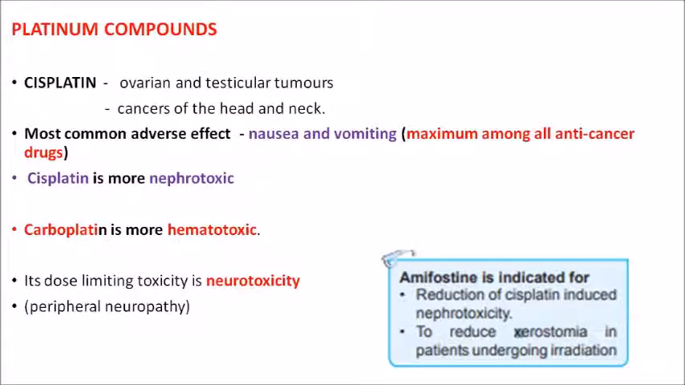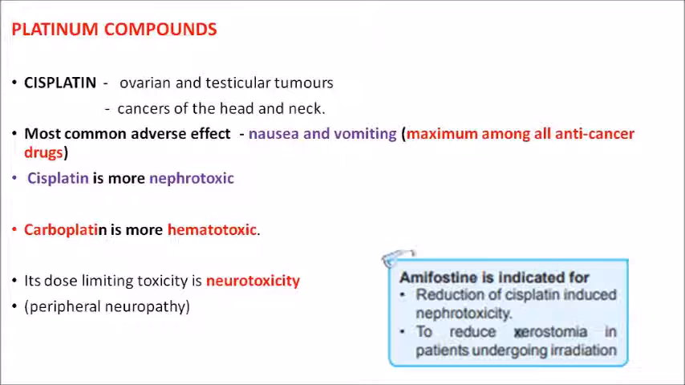Platinum compounds, we know, are cisplatin, carboplatin, etc. Cisplatin is used to treat ovarian and testicular tumors and also cancers of the head and neck. What is the most common adverse effect? It is nausea and vomiting, and it is the maximum among all the anti-cancer drugs. So when we attribute vomiting to an anti-cancer drug, the platinum compound is the main culprit.